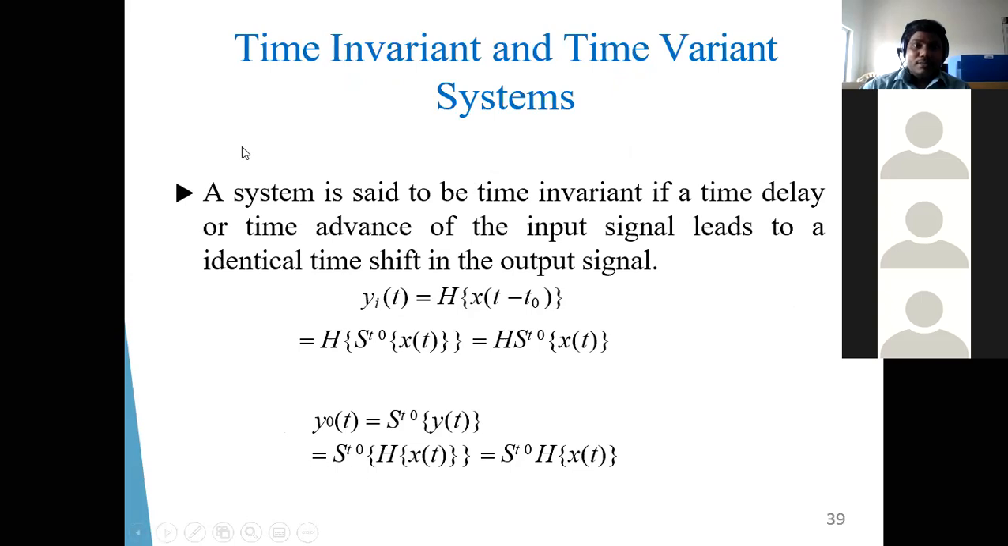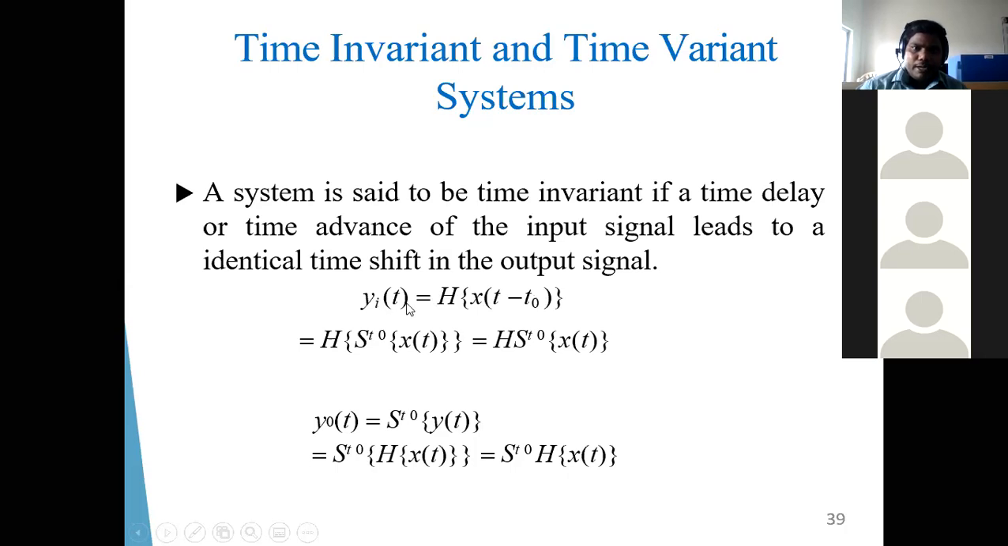A system is said to be time invariant if a time delay or time advance of the input signal leads to an identical time shift in the output signal. The time invariant system is mathematically represented as yi of t equals H of x of t minus t naught. Here t minus t naught is nothing but a delayed signal, where capital H is the transfer function.